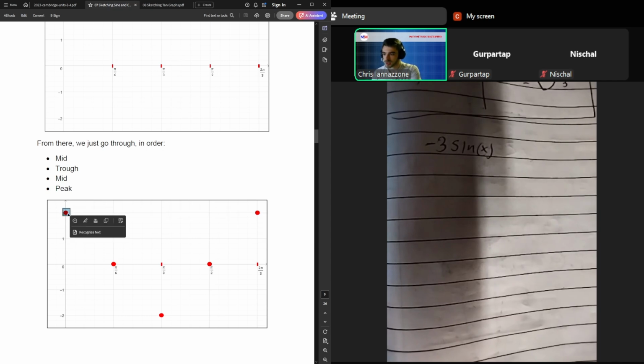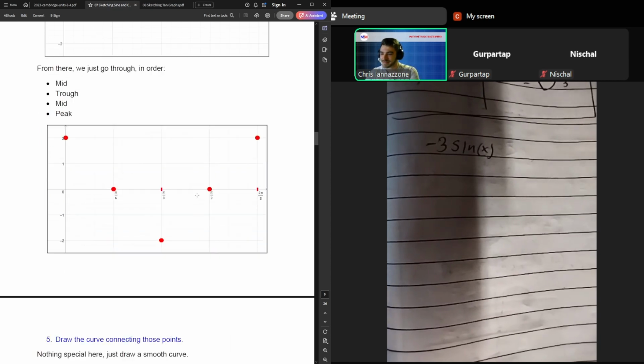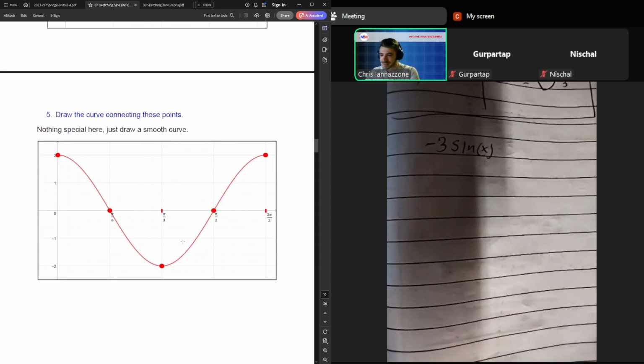So how you do this by hand is you would literally draw these little dots out, hopefully not in red pen, maybe just in grey lead so you can rub it out. And then you just draw the curve connecting everything. So you just draw a nice little wave going through everything. Any questions about that?